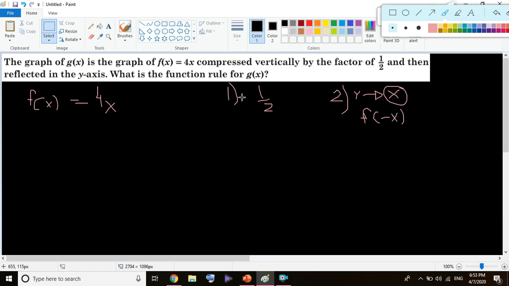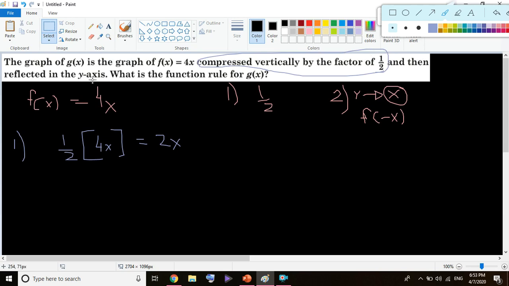So let's go step by step. Let's first start with the compression here. With the compression, we're going to multiply f of x by half. So it's going to be 1 over 2 multiplied by 4x. So half times 4 is 2x. So we're done with the first thing here, which is compressed vertically by a factor of 1 over 2.